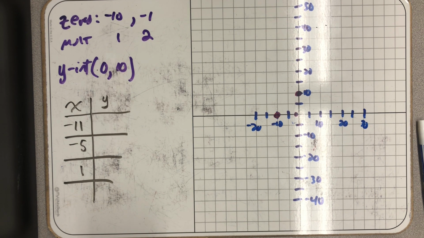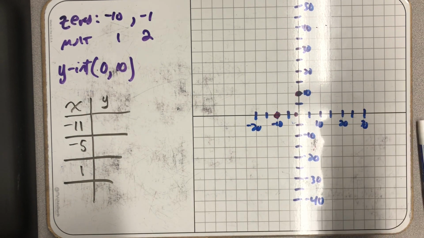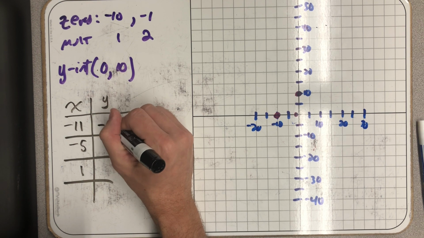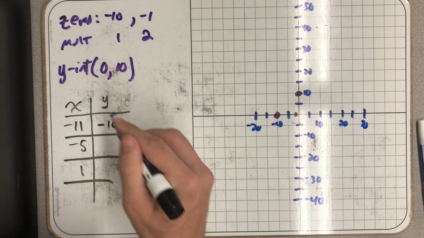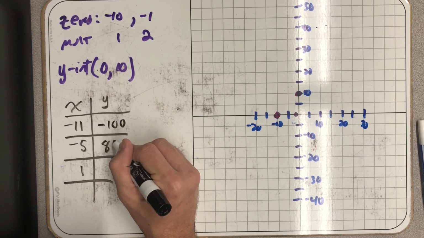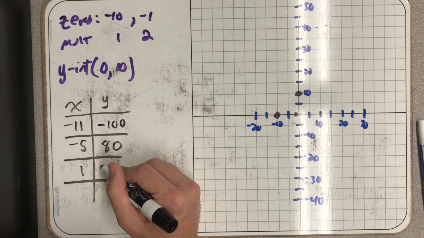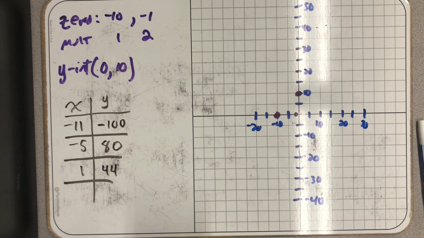And I have already filled in a table, so I'm going to write these down. If you want to, you could certainly pause the video and see if you could find your own values. You could even make up your own. At minus 11, the y value is minus 100. At minus 5, the y value is 80, and at 1, our y value is 44. So I want to plot those points, or at least think about where those points would be.